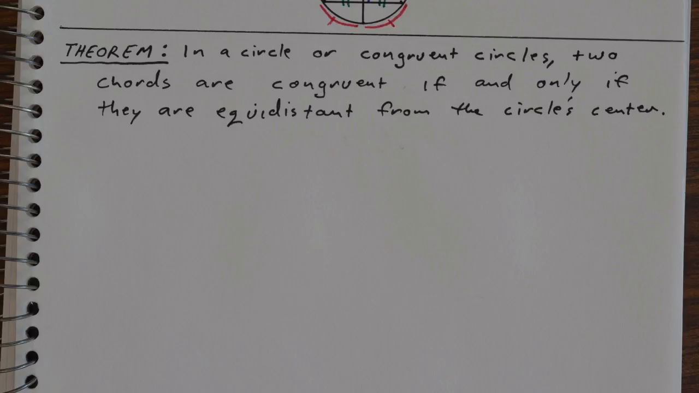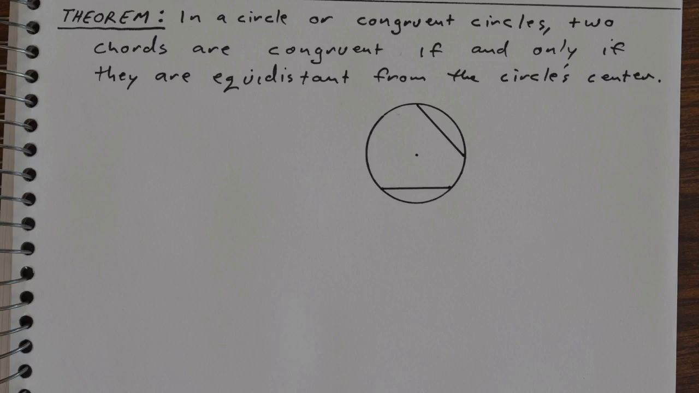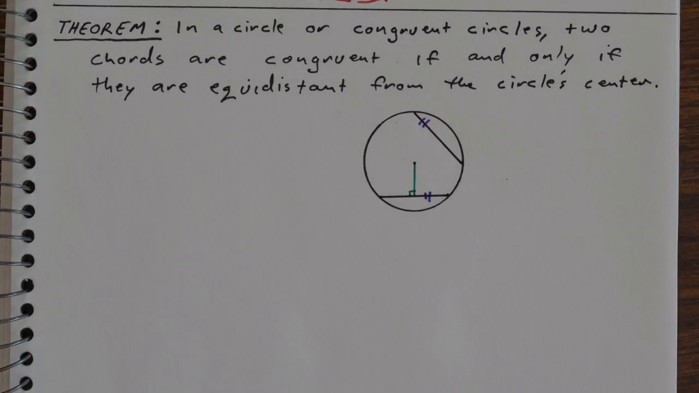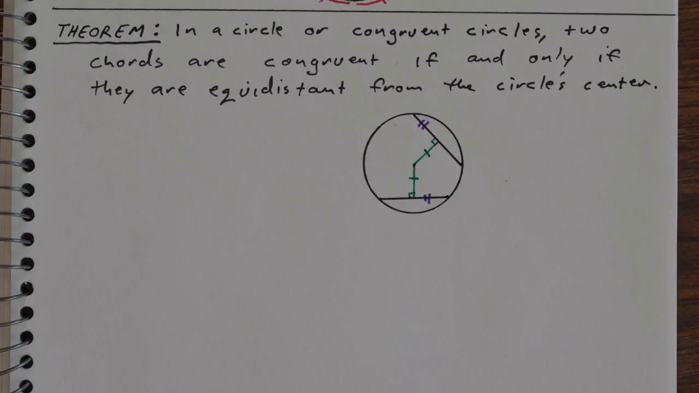So, we know we have a circle, or maybe congruent circles, and it says two chords are congruent, so I'll draw two chords. Those chords are congruent in length if and only if they're the same distance from the circle's center. So that distance and that distance must be equal. So we have those three theorems, and we're going to apply those three theorems to a couple of sample problems coming up next.